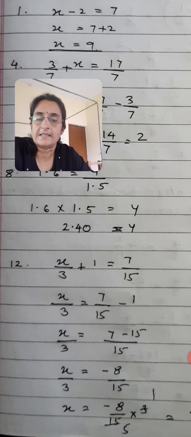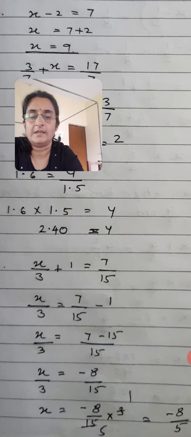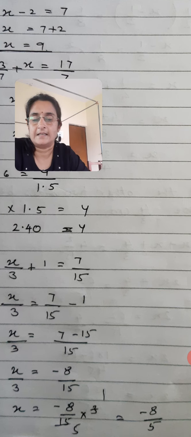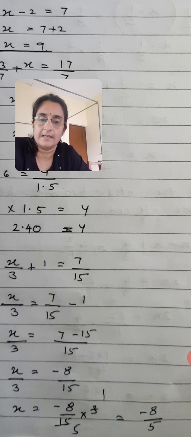Now x upon 3 is on the left hand side, and on the right hand side minus 8 upon 15. Now 3 is dividing x, take it to the right hand side and multiply it. You can do the cancellation, and 3 and 15 is possible there. So minus 8 upon 5 is the answer.